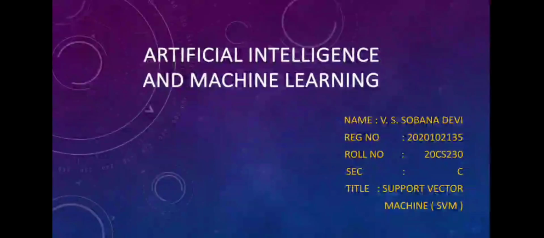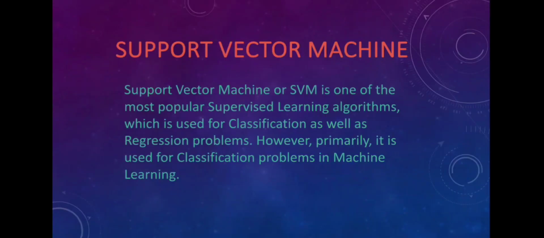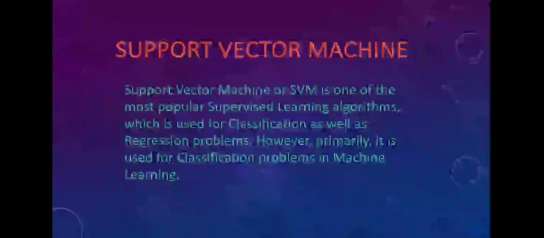Now the topic is support vector machine. What is support vector machine? Support vector machine, or SVM, is one of the most popular supervised learning algorithms, which is used for classification as well as regression problems. However, primarily it is used for classification problems in machine learning.